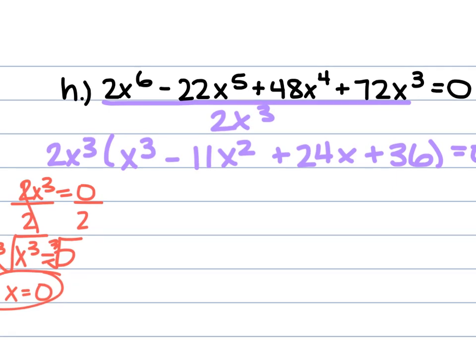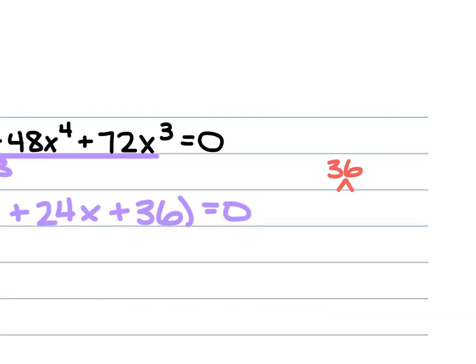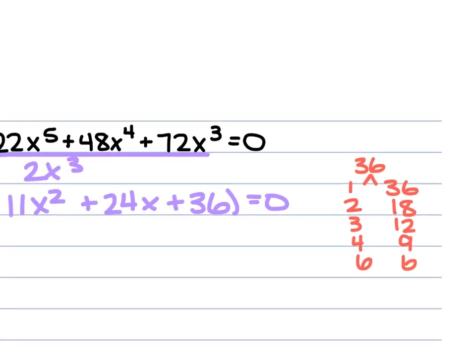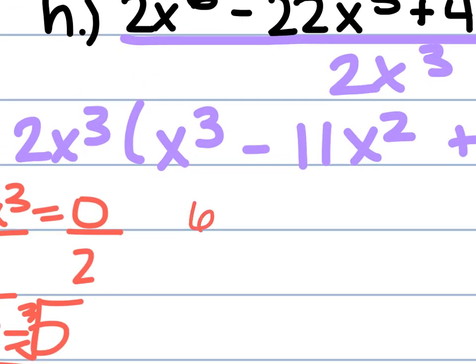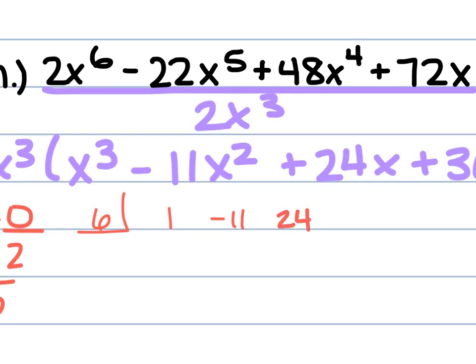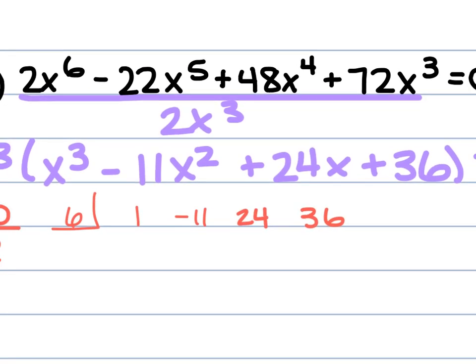The x cubed minus 11x squared plus 24x plus 36 is equal to 0. My factors of 36, find those. 36 is 1 and 36, 2 and 18, 3 and 12, 4 and 9, 6 and 6. If I want to use my synthetic division with all of these, I know that the 6 is going to work, so the 6 is what I'm going to put on the outside. Then I'm going to have a 1, a negative 11, a 24, a 36.